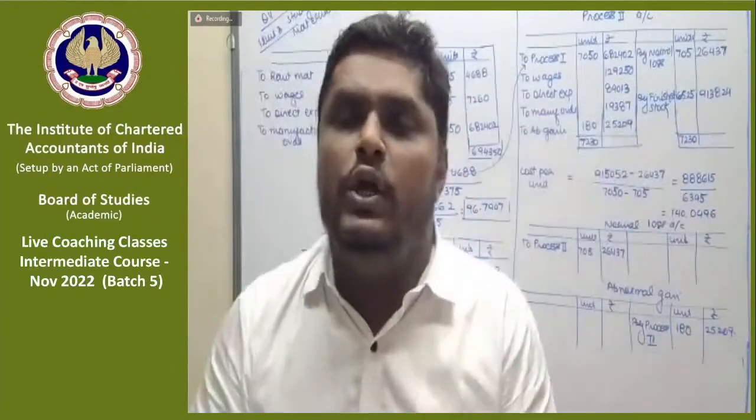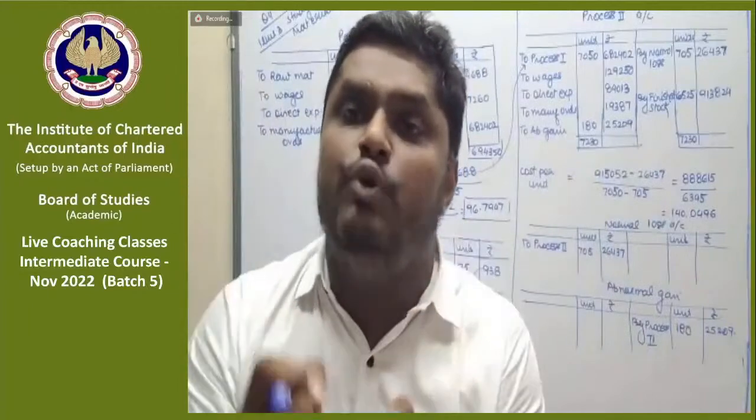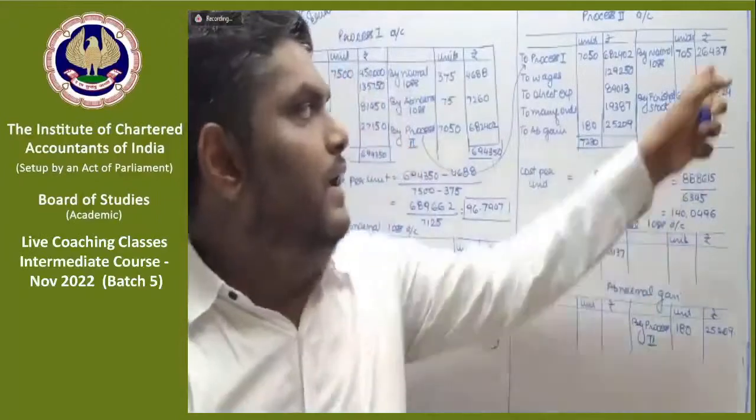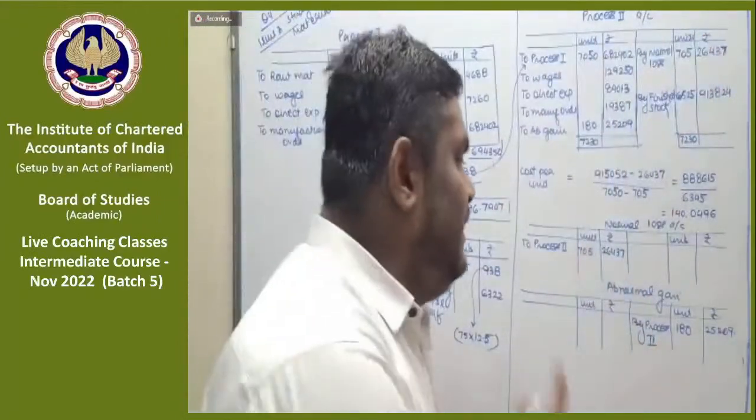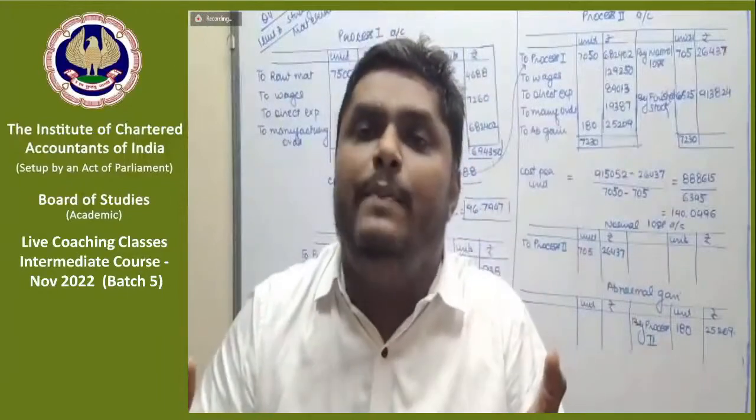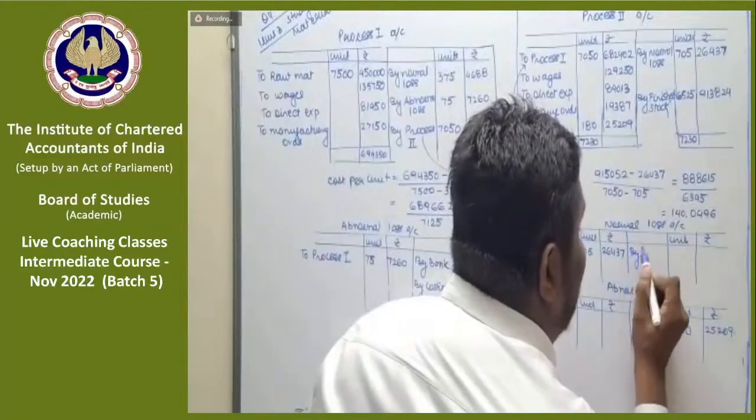Now, as I told you guys, when talking about the actual units that are sold in the market, it is not 705. It is 705 minus 180. So what is basically abnormal gain? The saving in the normal loss. So we will adjust these 180 units.